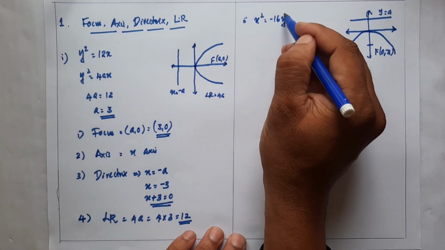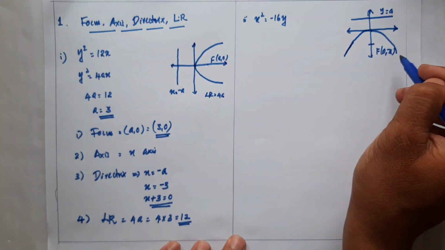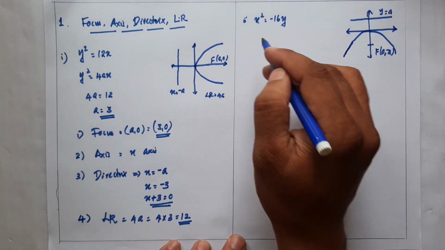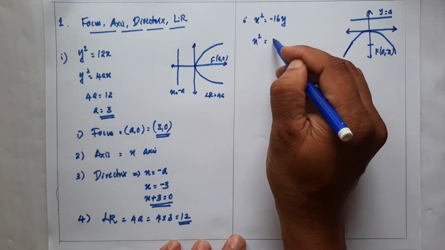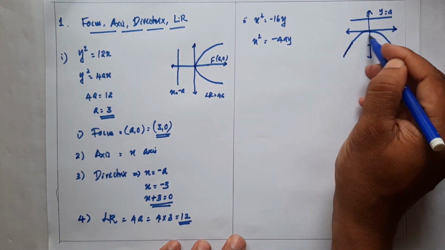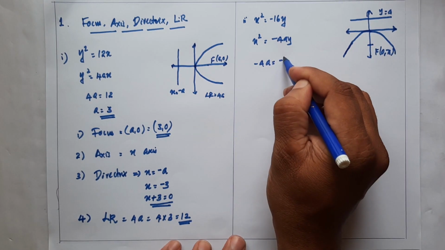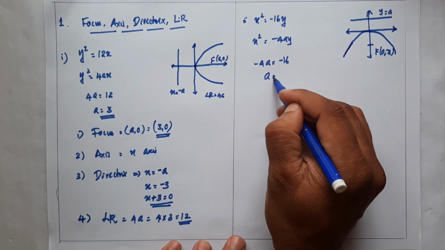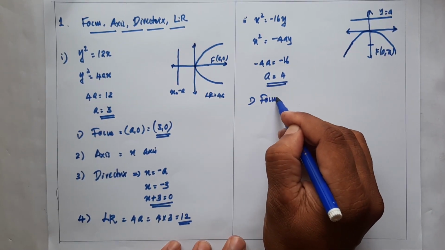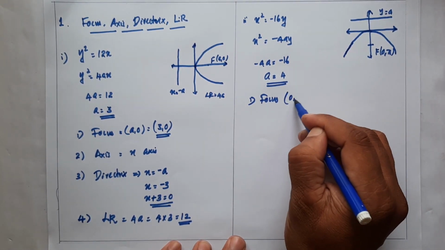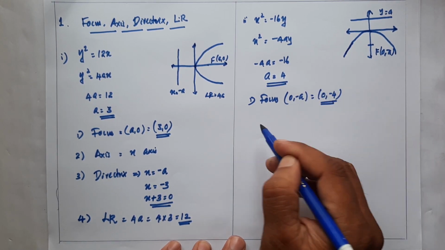The variable y has power 1, so it is symmetric about the y-axis. First of all, compare with the equation x squared equals minus 4ay, the lower part being minus 4ay. Therefore, minus 4a corresponds to minus 16, and a equals 4. Now our focus: focus is (0, minus a), so the answer is (0, minus 4).